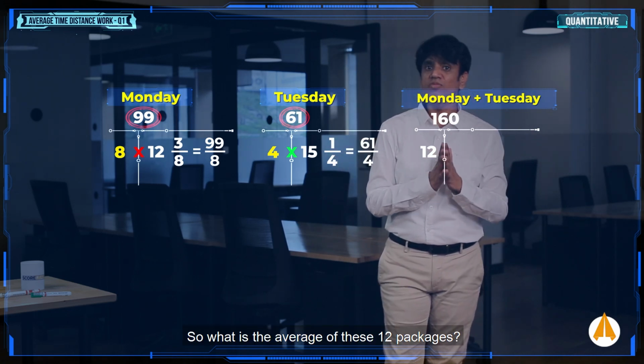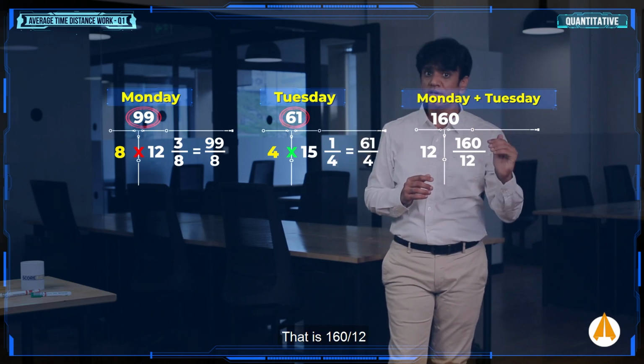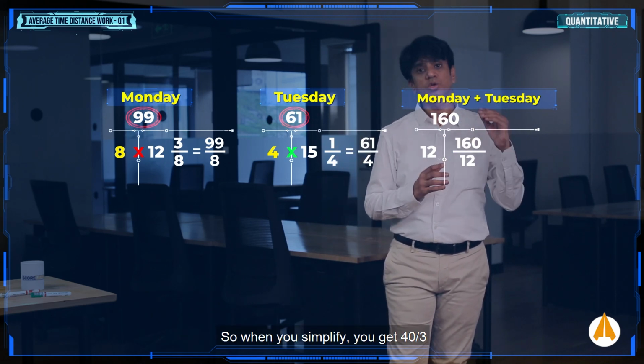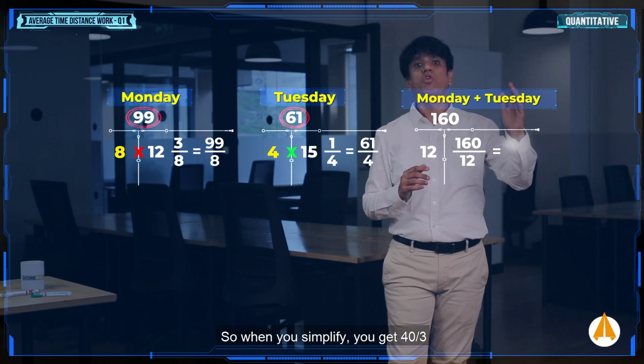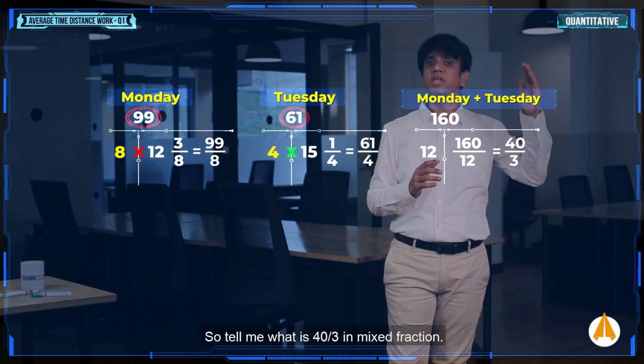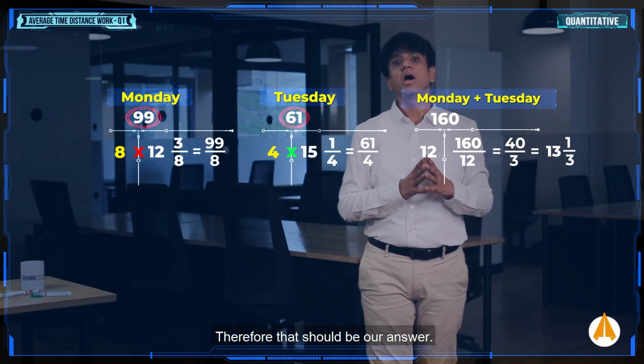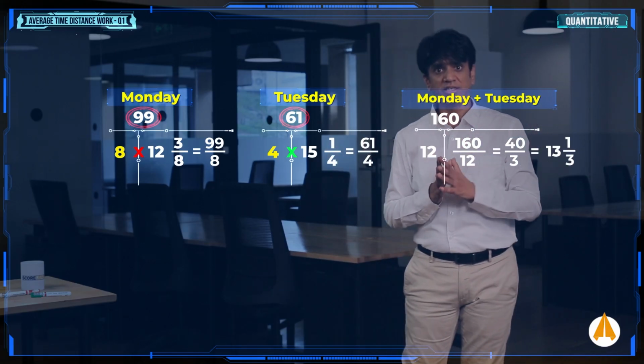So what is the average of these 12 packages? That is 160 upon 12, right? So when you simplify, you get 40 over 3. So tell me, what is 40 over 3 in mixed fraction? 13 1/3. 13 1/3, right? Therefore, that should be our answer. Is that clear?